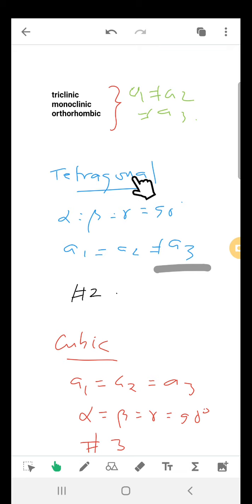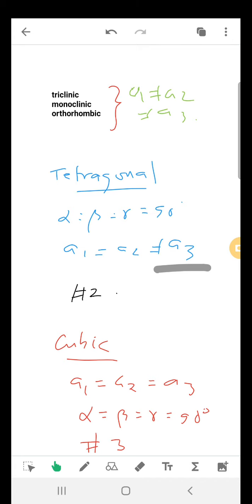We start with the tetragonal, where the sides are all equal except one of the sides, and the angles are all equal to 90 degrees. And cubic, we all know, a1 is equal to a2 is equal to a3. All the angles and sides are equal. You can have 3 different types of lattices here, and you can have 2 different types of lattices here.